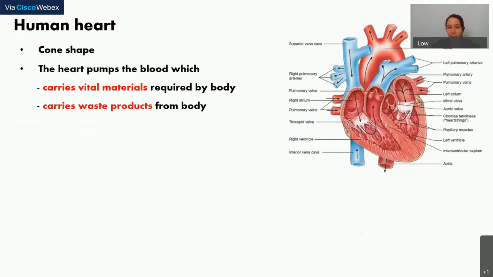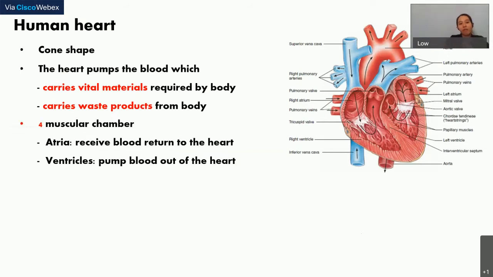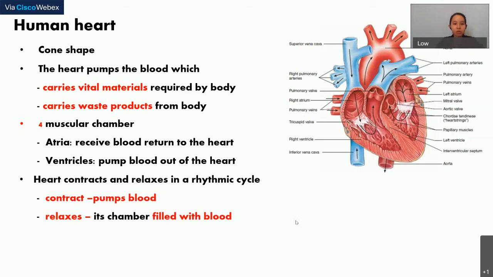The heart is an organ that pumps your blood to carry all the vital materials to your body and also carry back all the waste products from your body. There are four muscular chambers, two atria and two ventricles. The atria are the upper part of your heart that receive the blood returning to the heart, and the ventricles pump the blood out from your heart. The heart contracts and relaxes in a rhythmic cycle. They contract when they pump the blood out, and relax to fill in the blood.